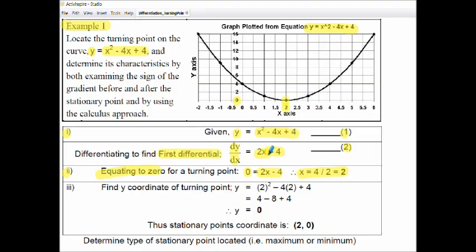To find the y coordinate now, in step 3, we go back to equation 1 here, and we simply put the value of x into equation 1. So y is equal to x squared, so now that's 2 squared, take away 4 times x, so that's 4 times 2, and plus the 4. We do the numbers on that, we find that the y coordinate is equal to 0, and again we can see from the graph y is equal to 0. So we found the stationary point and the coordinate of 2, 0 for that location. What we do not know at the moment is if it's a maximum or a minimum, without the graph.